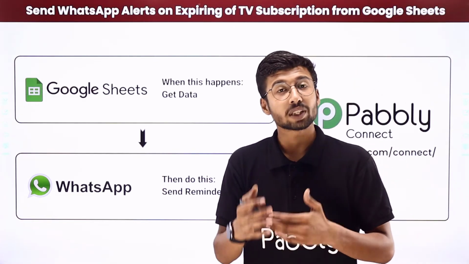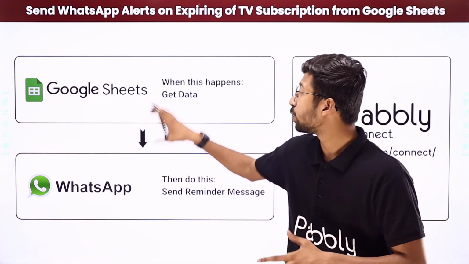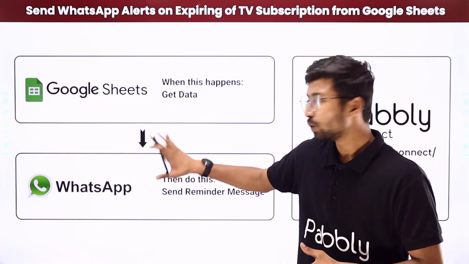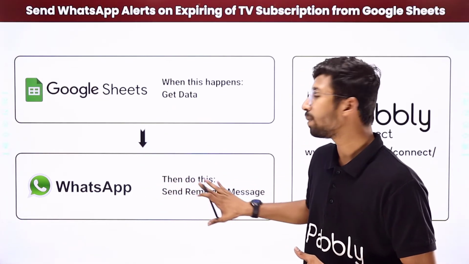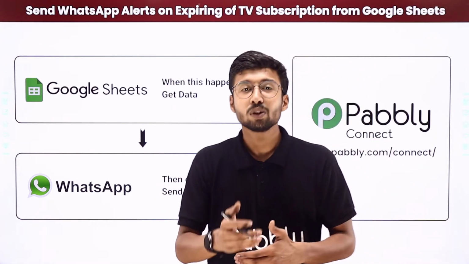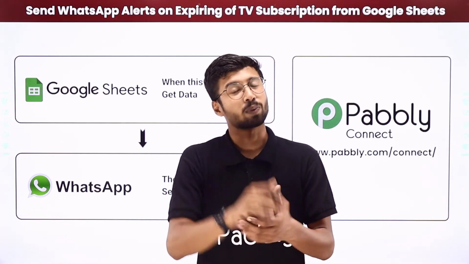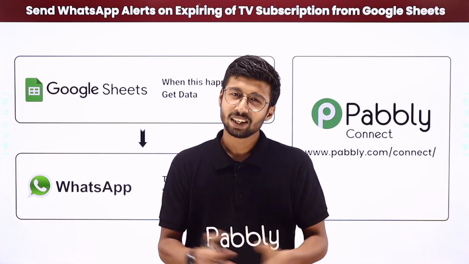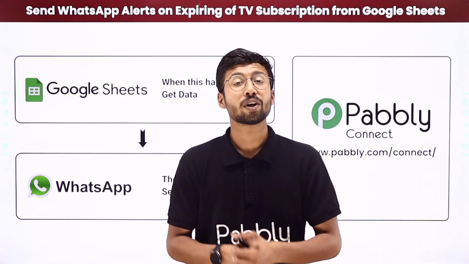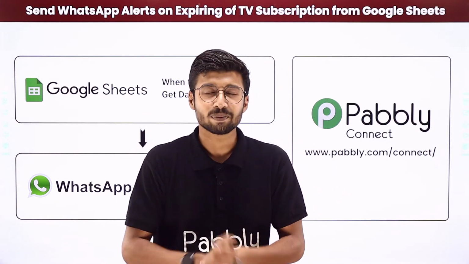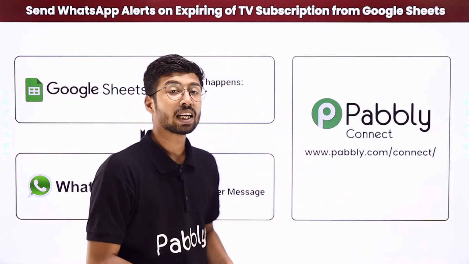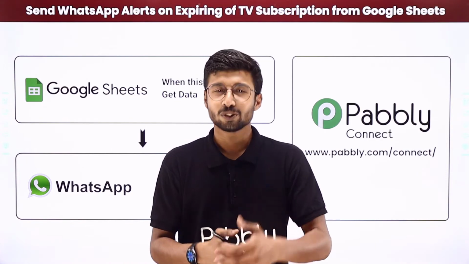to add the details of your customer and their subscription plan into a Google Sheet, and from there you can automatically send them the reminder messages on WhatsApp just a few days before their subscription actually expires. Interesting, right? Now here you must be thinking how we are going to do this. So to make this happen, we will be using Pabbly Connect, which is an automation and integration software.